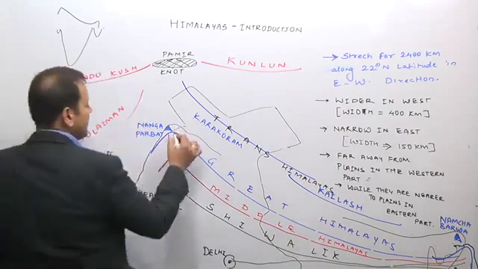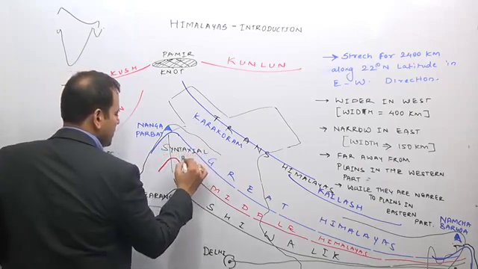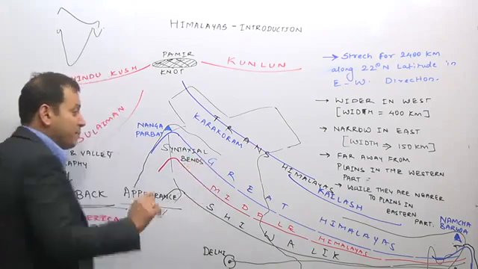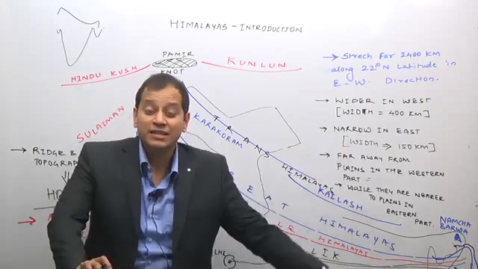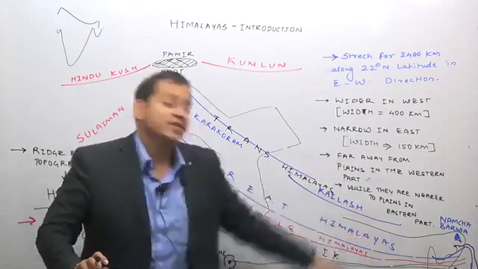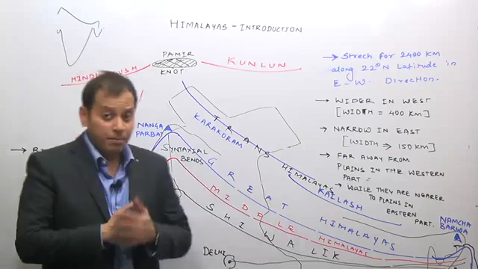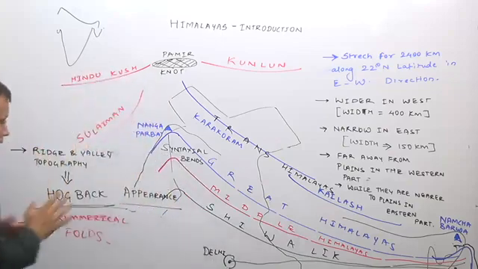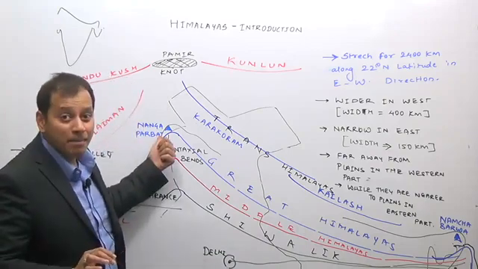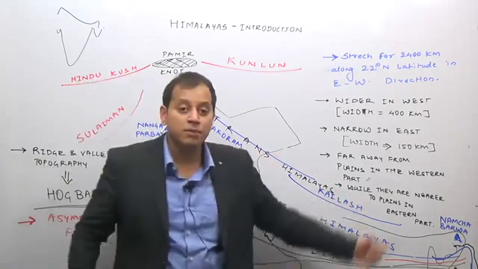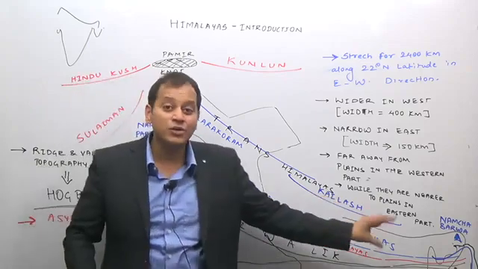What are they known as? A syntaxial bend. We have done that in the previous lecture. The syntaxial bends in the Himalayas are represented by river Indus suddenly taking a southward turn, and river Brahmaputra suddenly taking a southward turn to enter India in this region as the Dihang river, and then entering the plains as the Brahmaputra river system. The syntaxial bends are represented by Nanga Parbat in the west and Namcha Barwa in the east.